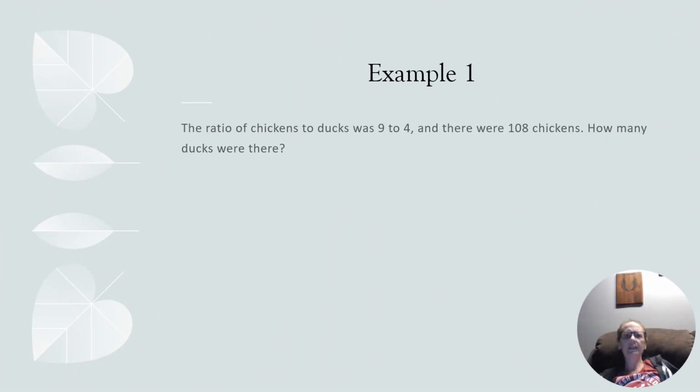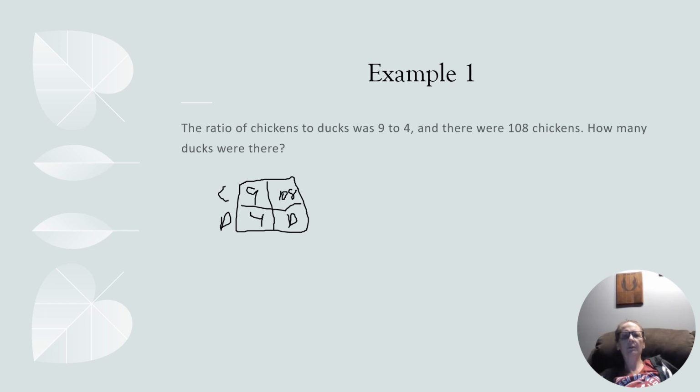All right, in our first example, it says the ratio of chickens to ducks was 9 to 4. There were 108 chickens. How many ducks were there? So there's just two things involved. This is a normal ratio box between chickens and ducks. We're going to start by writing the ratio of chickens to ducks in the first set of boxes. So the ratio is 9 to 4. And then it asks when there are 108 chickens, how many ducks were there?